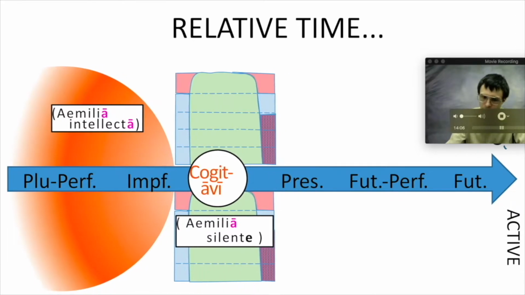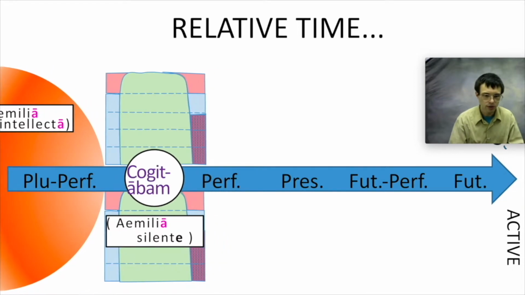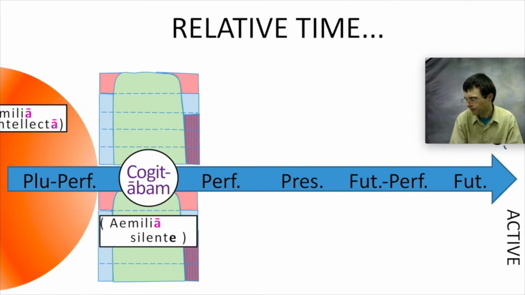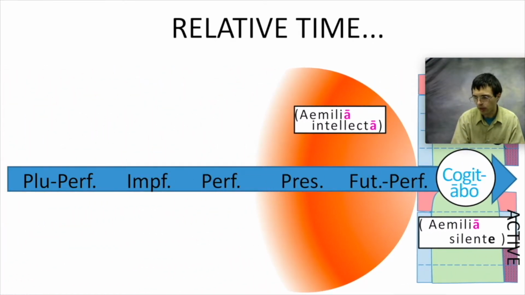So if I move the main verb to perfect, with Aemilia being silent, he thought. Does it still work? Sure. And she was being silent now or back then? Well, see how it's under perf, not under present? It's happening back then. That's relative time. And then with Aemilia having been understood, I thought. Does that work? Yeah, it does. It's just even further in the past. Great. Same with imperfect. With Aemilia being silent, I was thinking. And with Aemilia having been understood, I was thinking. And same with future. With Aemilia being silent, I will think. And with Aemilia having been understood, I will think.